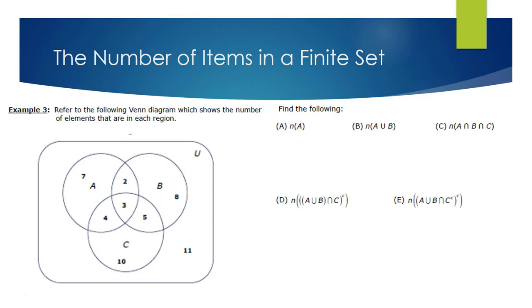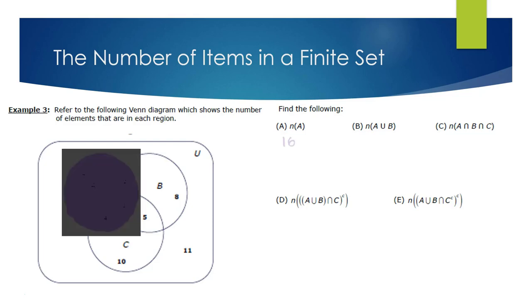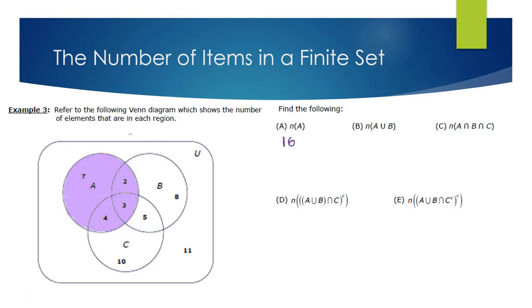And some of these are pretty easy, but the more simple the stuff you have in them, the more you have to consider them. So the first one says the number of elements in A. So I'm just going to look at anything that falls inside circle A. And as you can see there, that's everything there. And if I total 7, 4, 3, and 2, that is a total of 16.